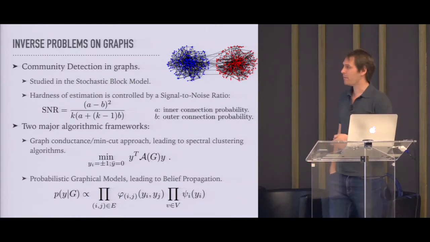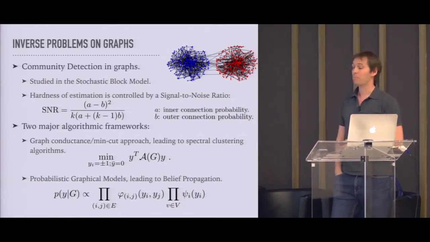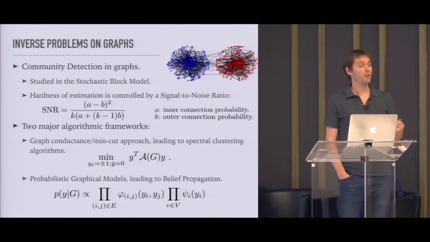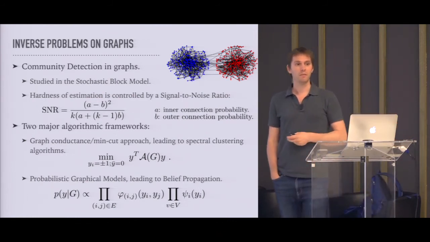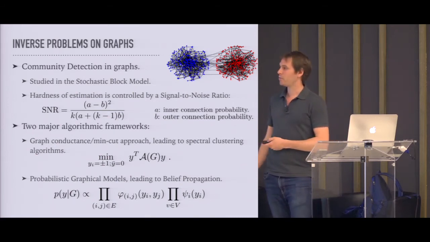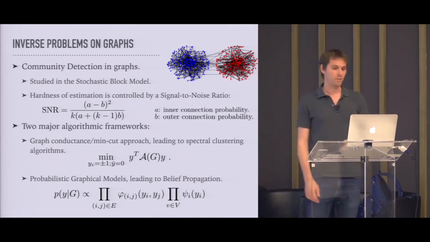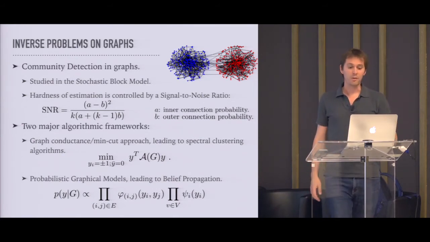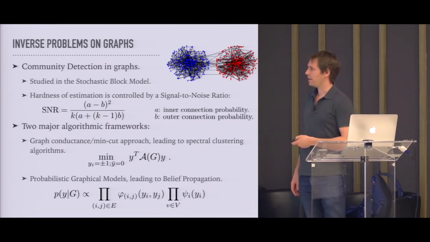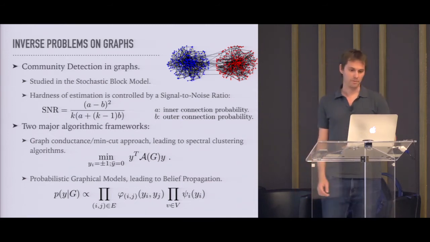And another way to think about it is in terms of doing posterior inference in a graphical model, right? So I told you that there's a generative model, so you can try to infer the labels given the observed graph by trying to approximate the posterior distribution. As you know, the posterior distribution in general is intractable, so there are algorithms to approximate it. The most prevalent one is belief propagation.